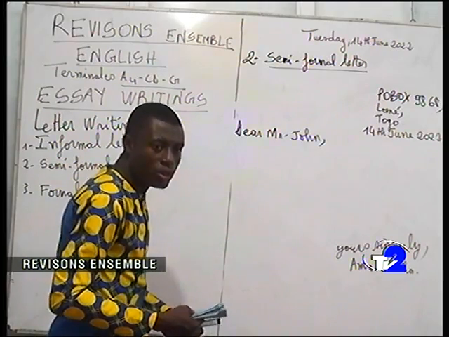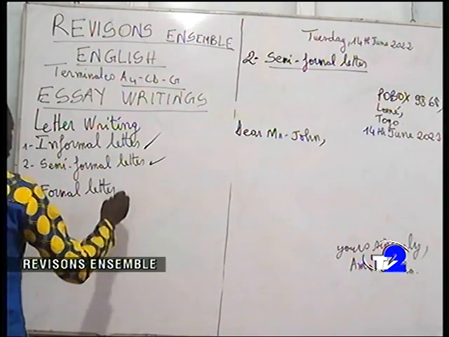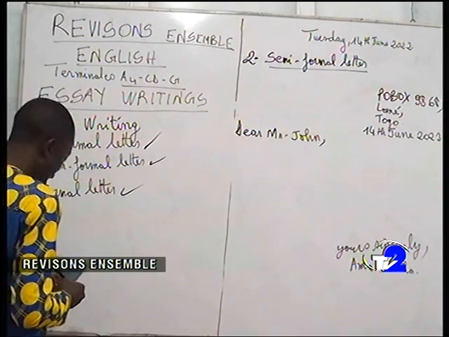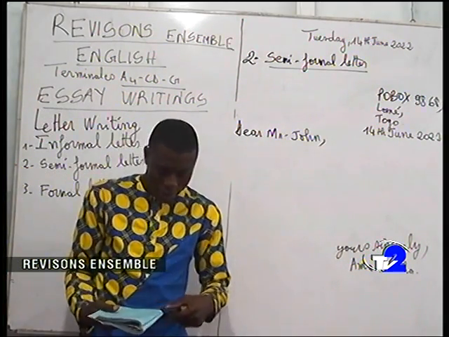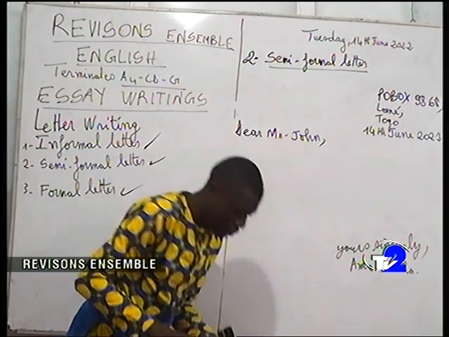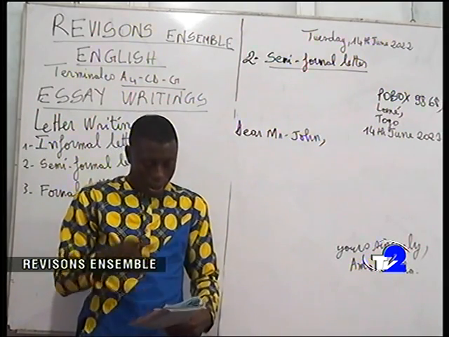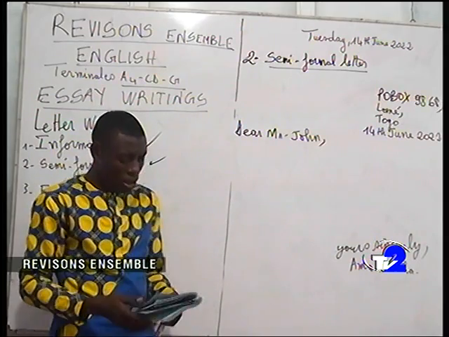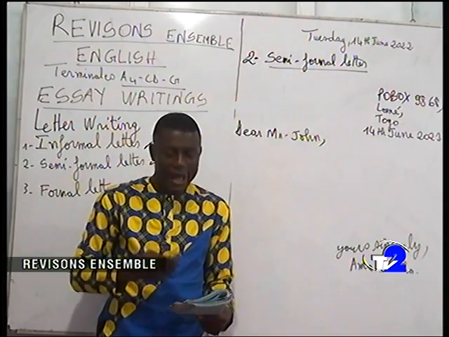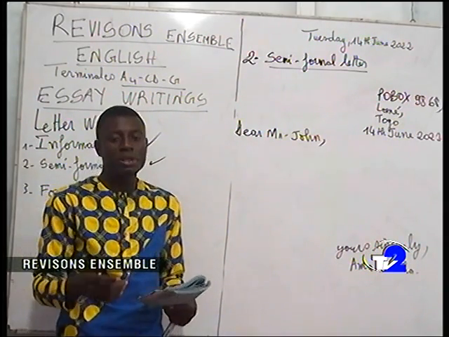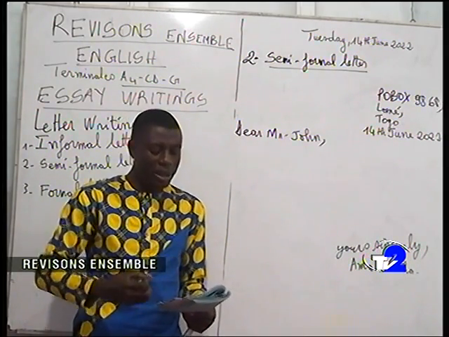Now let's continue with another kind of letter. That is a formal letter. The third one, formal letter. So dear friend, what is a formal letter? What is a formal letter? In the difference of the two letters, the formal letter is the letter we can write to ask for a job or ask about permission. We call it the official letter. A formal letter is the official letter.